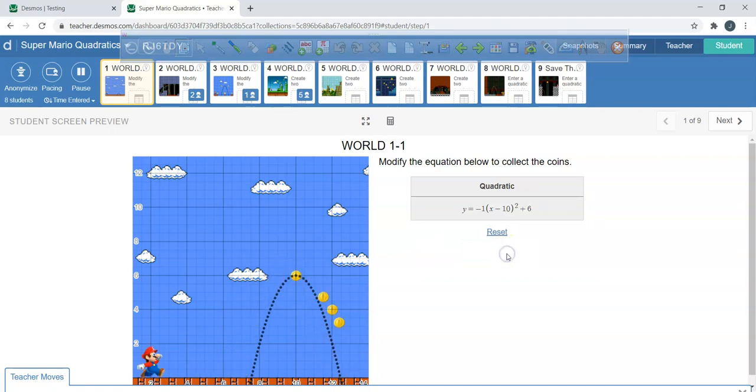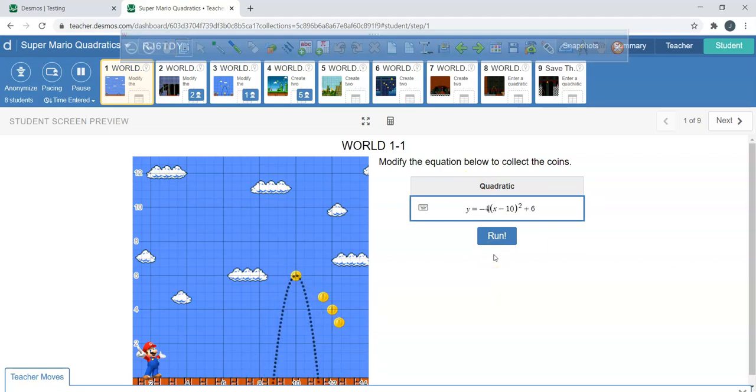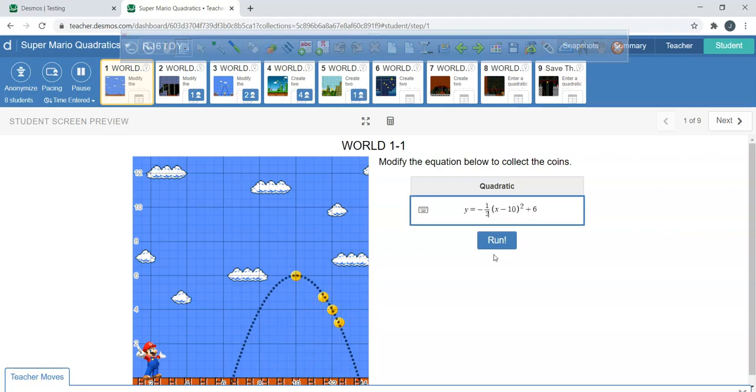All right, let's get some more coins. I've got to make this a little bit wider. So what controls the width? The a value controls the width. Look what happens when I change it to a 2, to a 3, to a 4, to a 5, 6, 7, 8. See how it gets more narrow? So I've got to make it like a fraction, for example, 1 divided by 2, or 3, or 4, or 5, or 6, or 7. But you can see the best one is probably 1/2, and that allows me to widen it up so I can get all those coins.